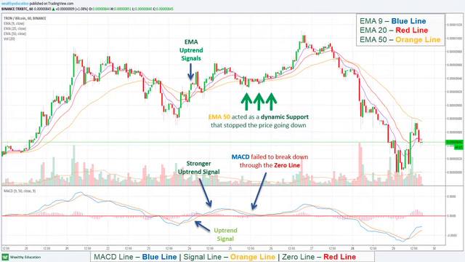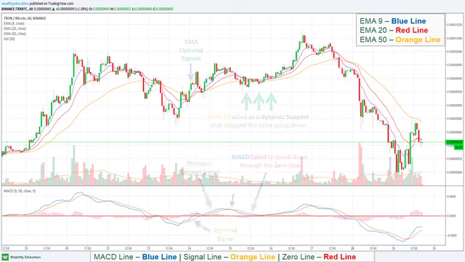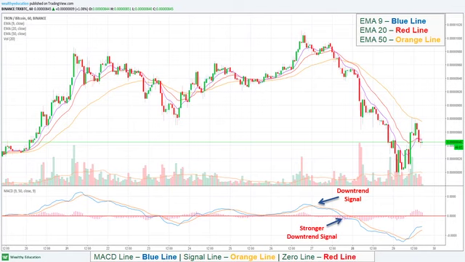So that's why you see the MACD line crossed below the signal line here, but the trend was still going up. The MACD line crossed below the signal line again, but this time the MACD line crossed below the zero line as well. The EMA 9 also crossed below the EMA 20, so we could confirm that this was a strong downtrend.